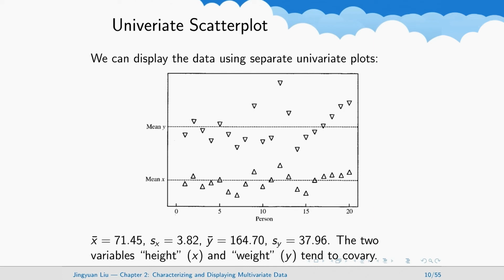From the univariate scatter plot, although you plot them separately, you can still find some trend or pattern. For example here, when y goes large, x also goes large as well. So they tend to covary, and the trend more or less covaries as well.